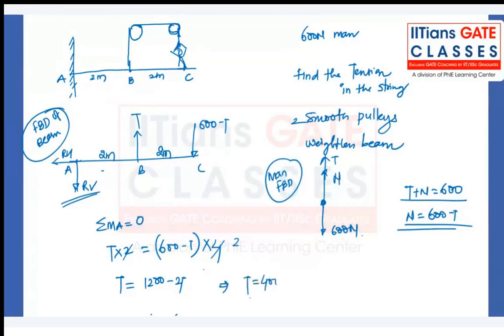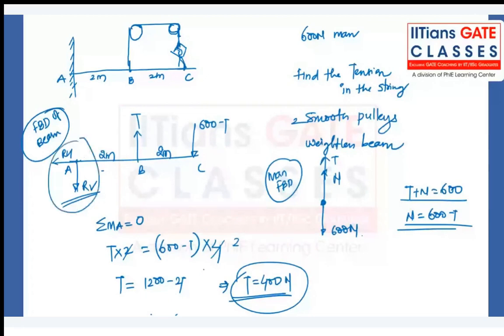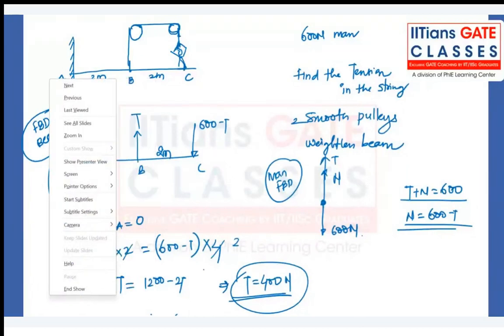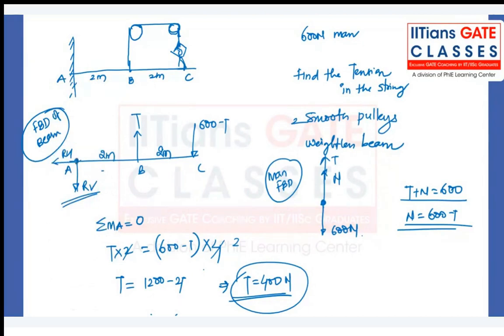newton. We are getting a positive answer, which means all the directions and everything is correct here. Reactions are not asked, so you don't have to worry about their directions. And we are taking the moment about this point, so ultimately we are ignoring them, because these two, RH and RV, will not create any moment at point A. Only the reactions at point B and C will create the moment, and that we have already considered. Everyone understood this question? Anyone have any doubt?